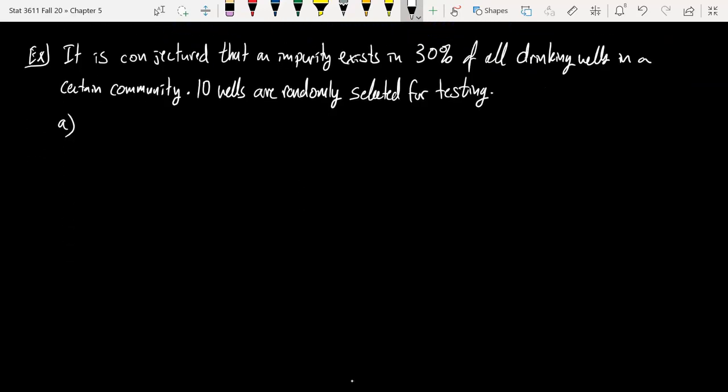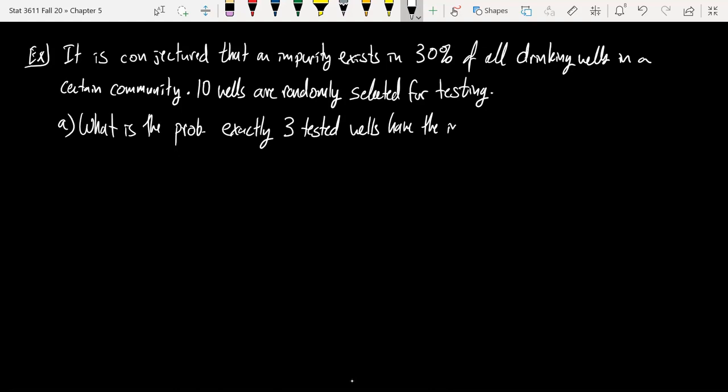Couple parts here. Part A. First, what's the probability exactly 3 tested wells have the impurity? So this is just exactly 3. This is a standard binomial distribution question. What's the probability that X is equal to 3?